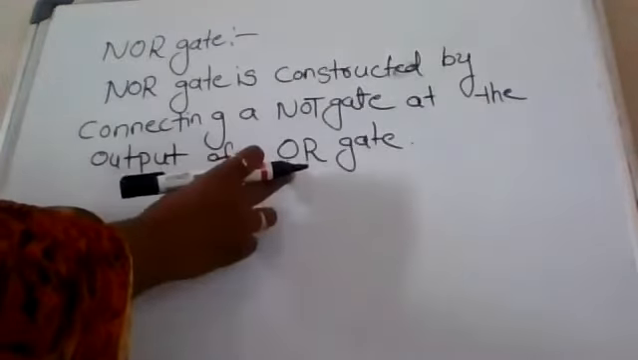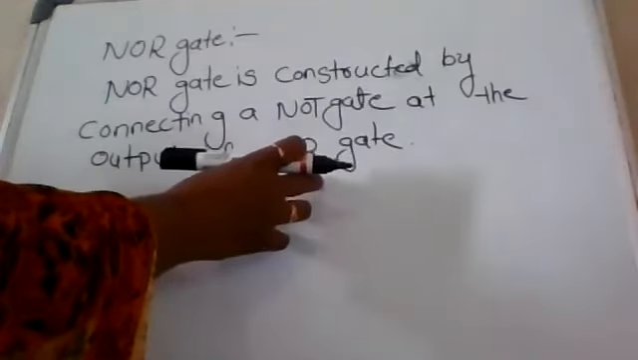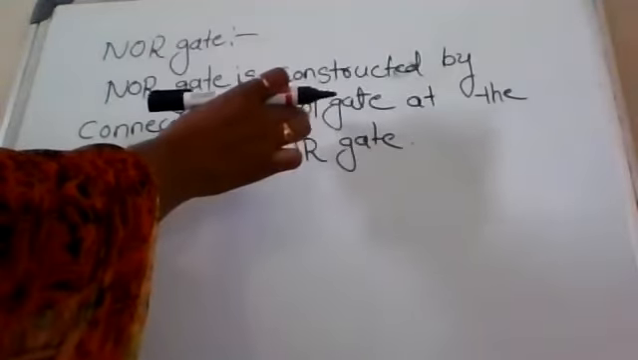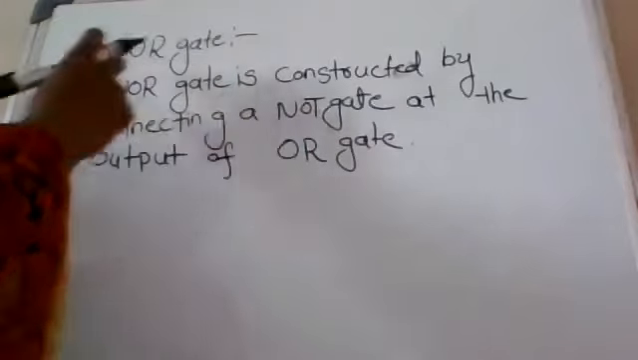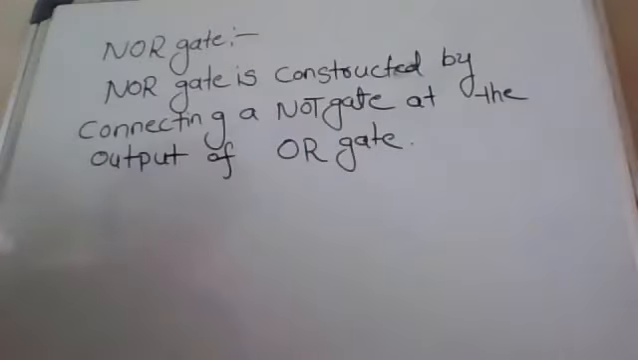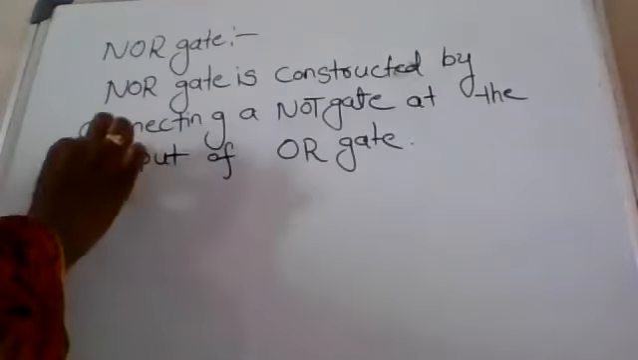So if A comma B are OR gate inputs, then we get the output. That output will be connected to the NOT gate as an input. We get the NOR gate output. So NOR gate is a combination of OR gate and NOT gate.